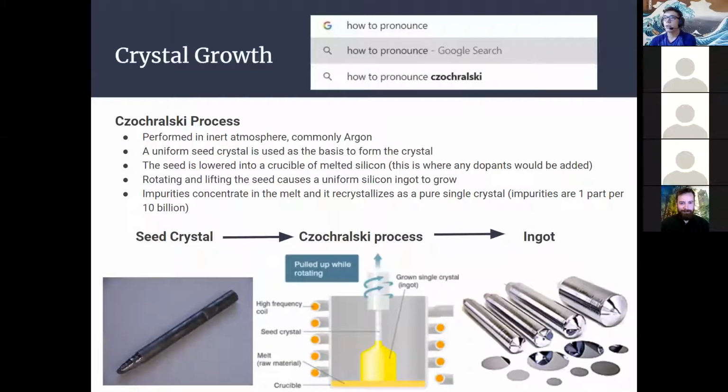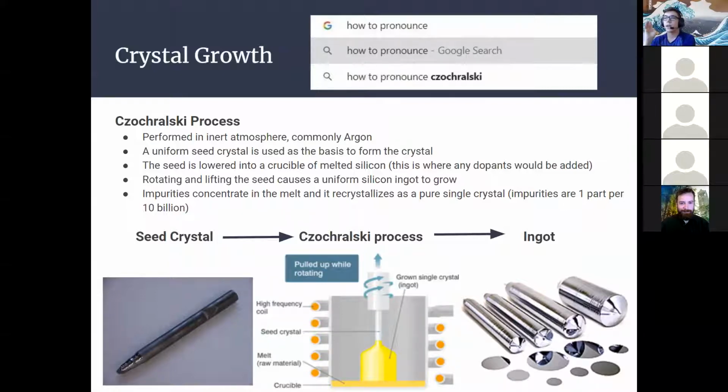The way that we grow these silicon ingots is the Czochralski process. I had to look up how to pronounce this, and I still don't remember how to announce it. Probably butchered that. It's performed in an inert atmosphere, usually argon, as with most processes where you don't want anything reacting. Argon is usually the go-to gas because it's relatively cheap and it's inert.